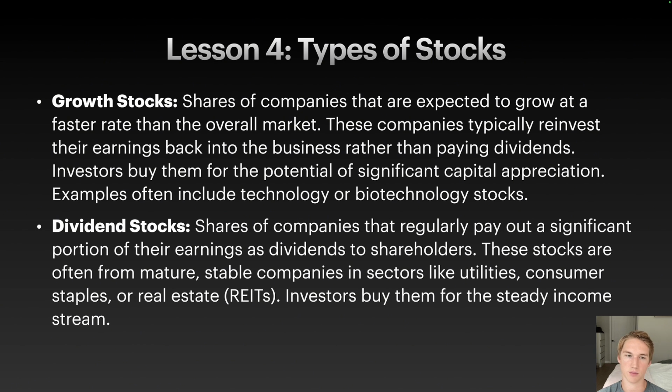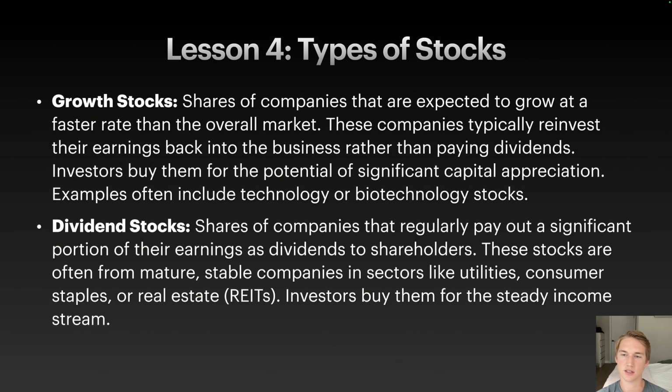These stocks are often from mature, stable companies in sectors like utilities, consumer staples, or real estate. Investors buy them for the steady income stream. So if you have $1 million, $2 million in a stock portfolio and you only invest in dividend stocks, you can collect over $100,000 a year or more, $200,000, $300,000 in some cases a year, from a $1 to $2 million stock portfolio. So that's why people love dividend stocks.